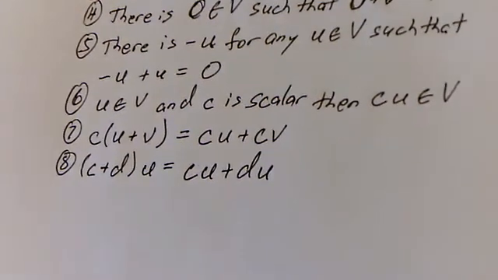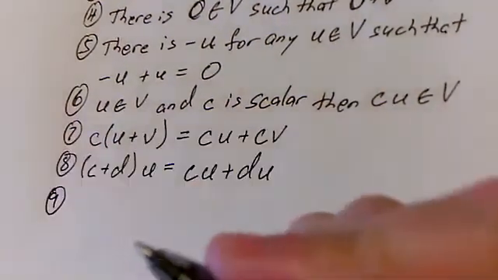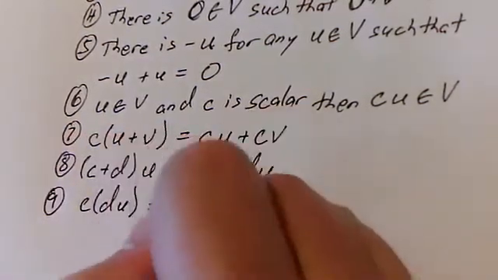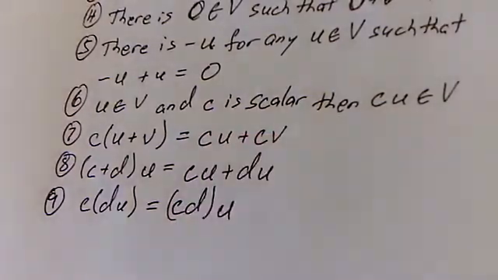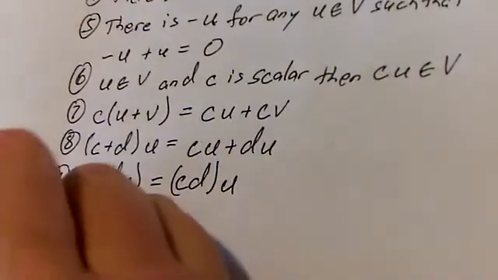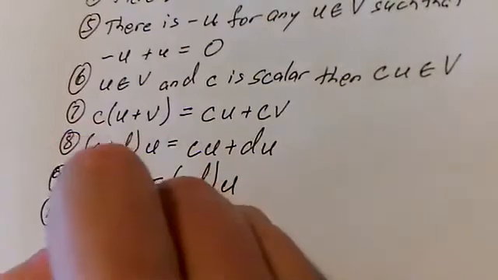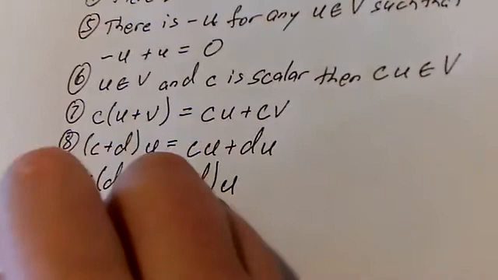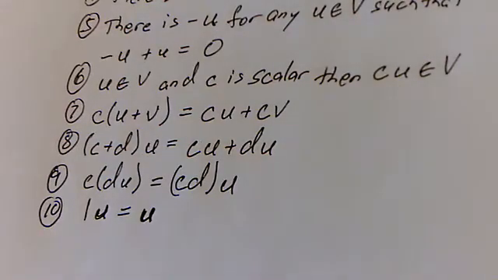Condition 9: if I have c times (du), that is the same thing as doing (cd) times u. And then the last condition, that there is a multiplicative identity. 1 times u is equal to u. Now, you'll notice all of these conditions are relatively normal conditions for using any kind of space. We're very accustomed to that relationship. There's nothing too difficult to deal with there.